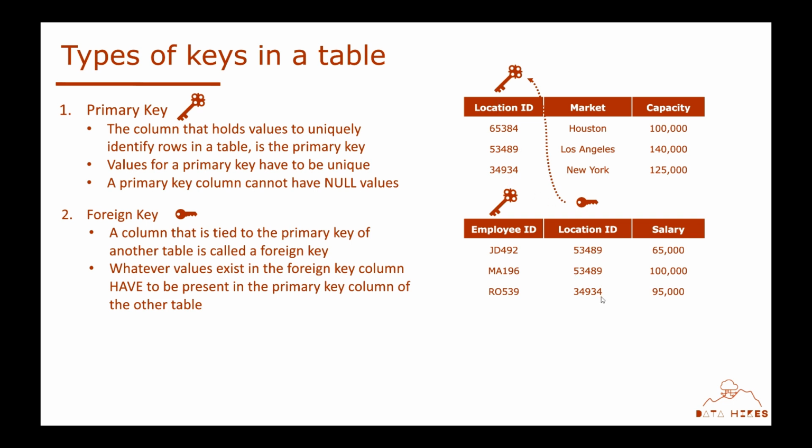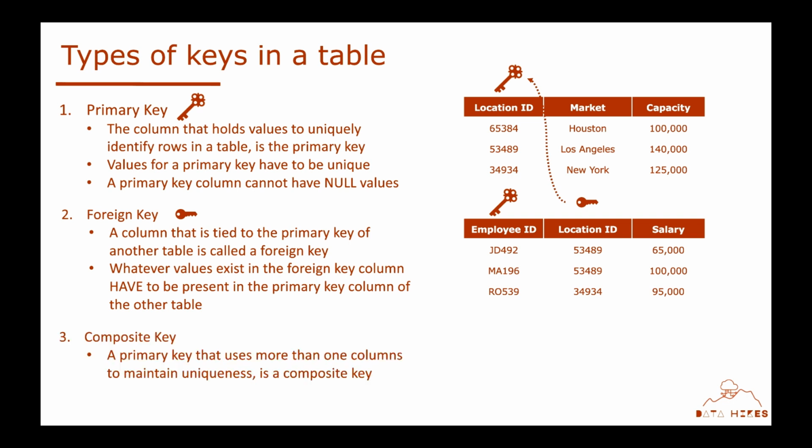For example, if we try to put in something like, hey, PW586 works at location 12564. There is no 12564 in this table. Hence, this kind of a field or this kind of a row will not be allowed in here because the location ID doesn't exist up here. I hope that makes the concept of the foreign key very clear.